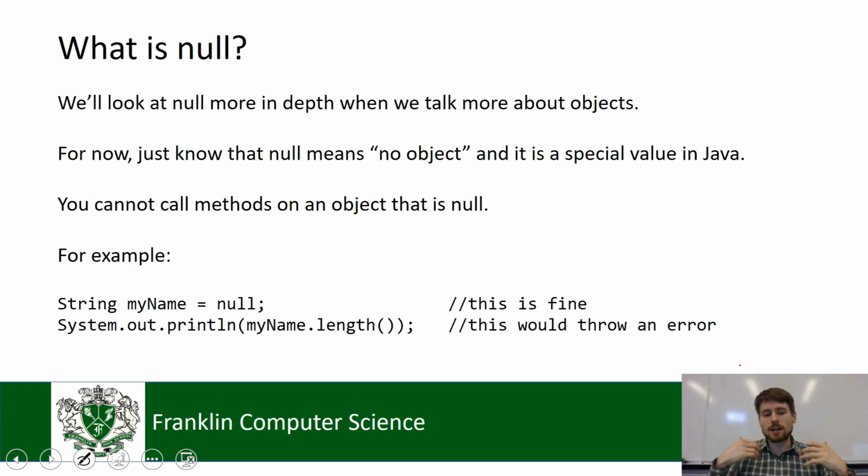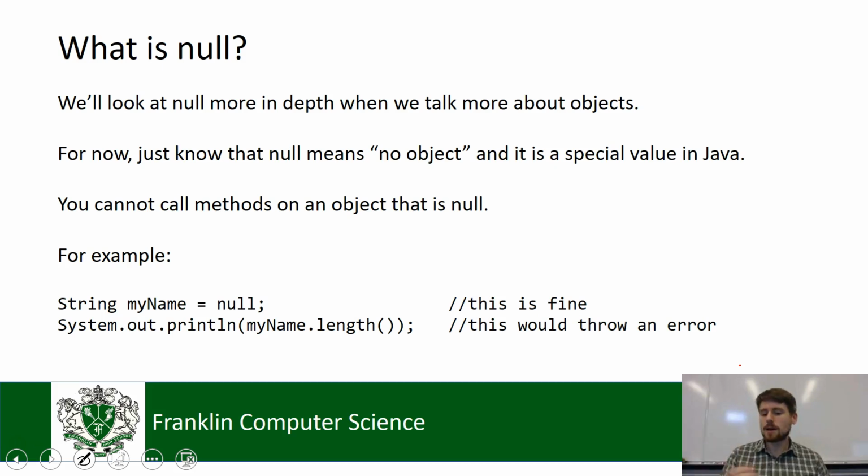Because it goes to try to find what my name is, it goes to try to find that string, and my name is just null. There's nothing there. So it says, well, there's no length, there's no object, and so it throws an error. You can't call methods on objects that are null.